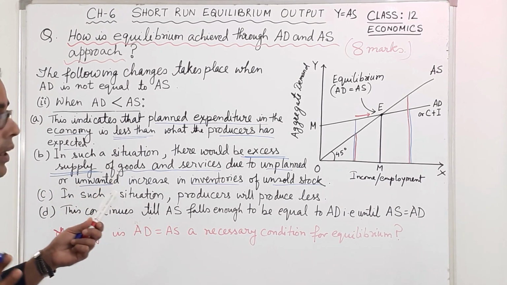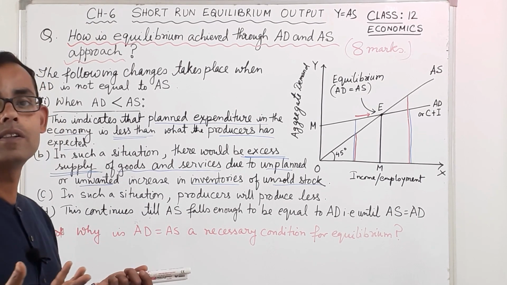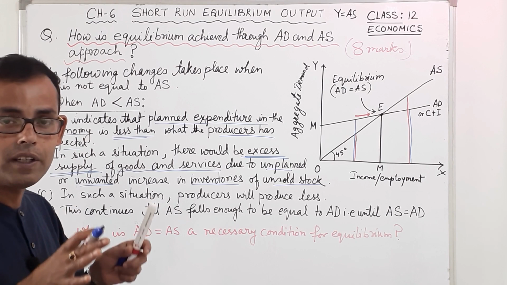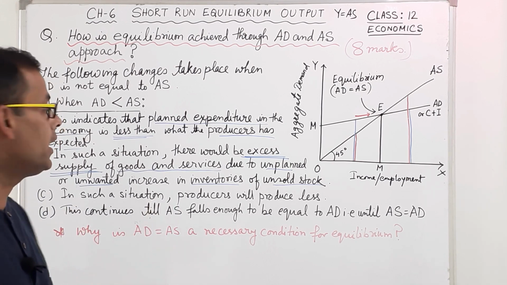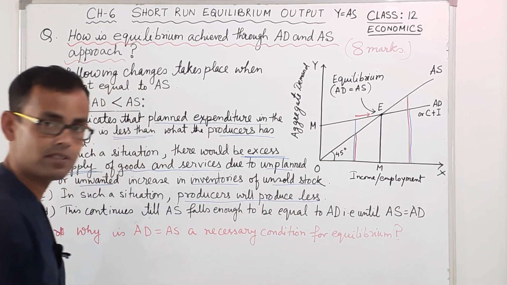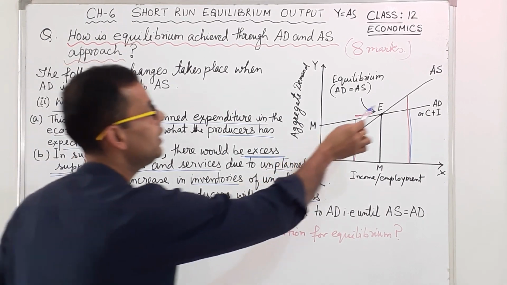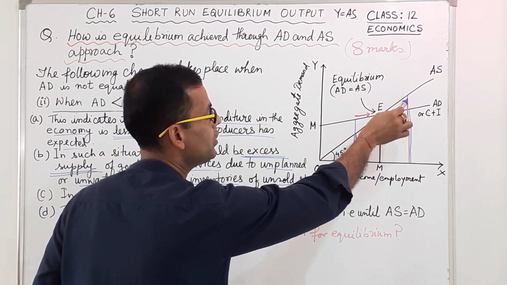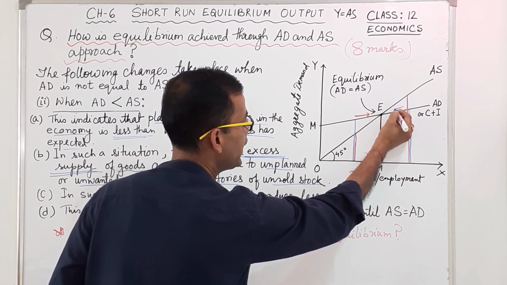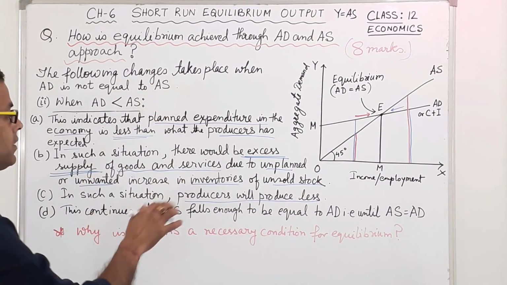Now the producers see that they have not planned nicely and have produced goods, and the demand is not there. So they will try to decrease the supply. The producers will produce less. Now if they produce less, the red line will go down, and it will come and meet. How much will it become less?